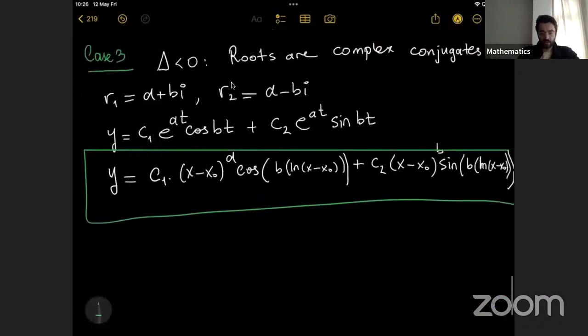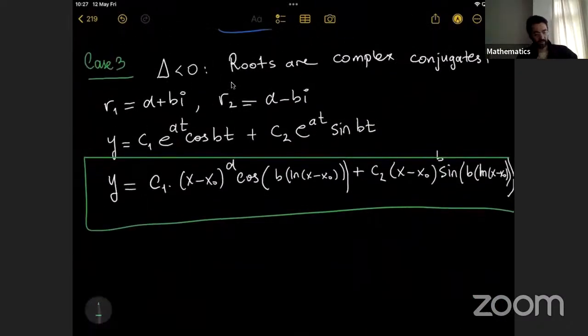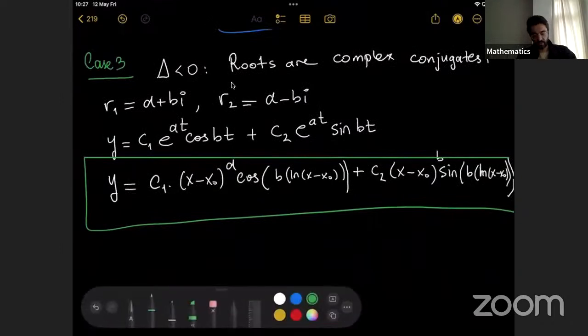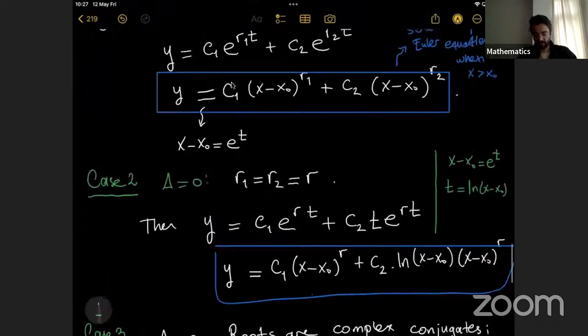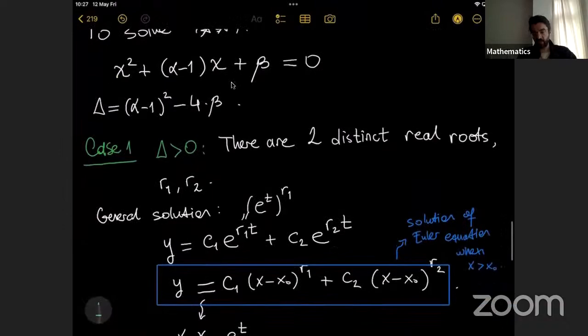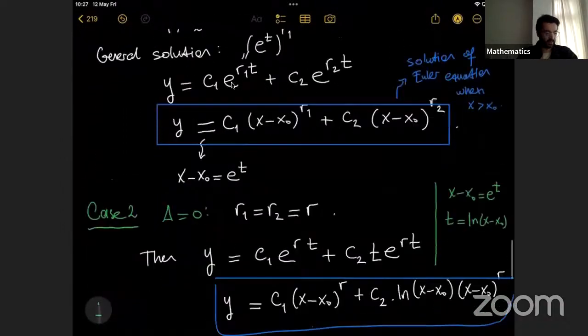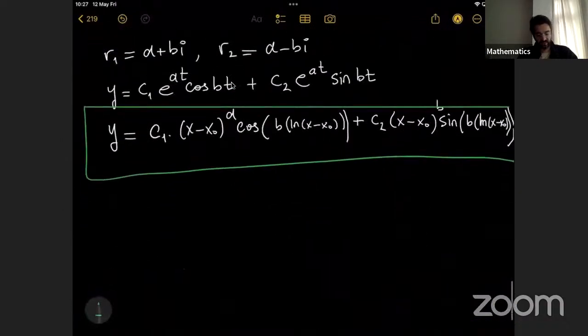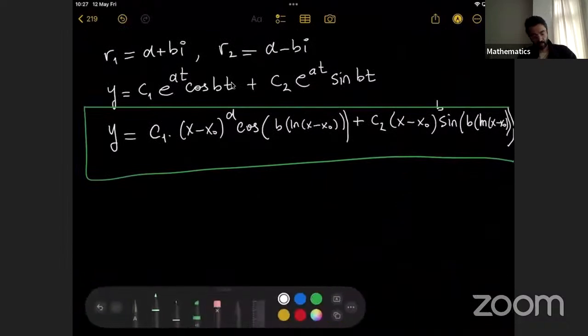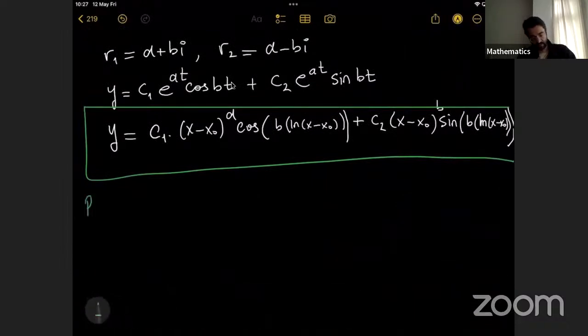Maybe let me conclude this part with a remark. In the case of x, here we consider x bigger than x0. If x is less than x0, you will do a similar thing. Okay, let's write this as a remark.